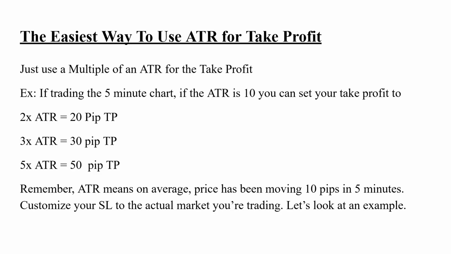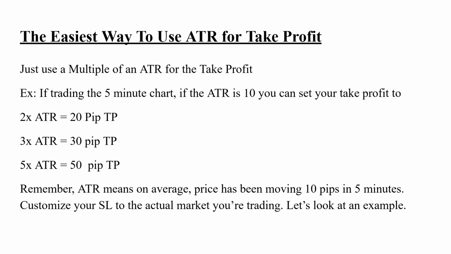So same thing, if you use a trade in the 5 minute chart and your ATR is 10, set your take profit to twice the ATR, which would be 20 pips, 30 pips, or even 50 pips, okay? Because it could hit it, theoretically, right? But remember, it means on average. So let's take a look at an example.